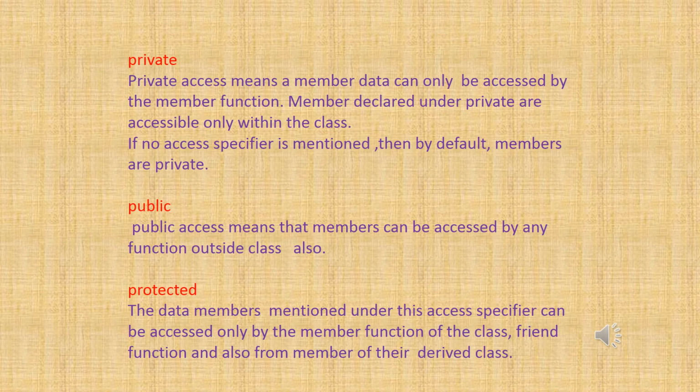Next is protected. The data members and member functions which are declared protected can be accessed in both the derived and base class but not in other classes. That means this is used in the inheritance concept. So just hold on to protected, because when I explain the inheritance concept, you will understand it.